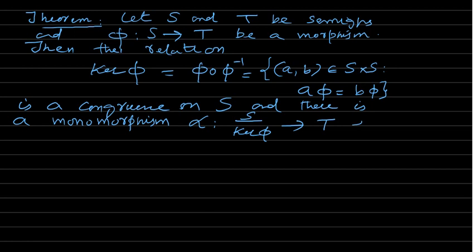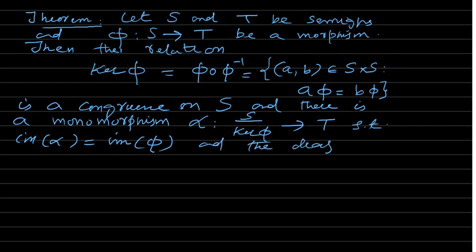such that the image of alpha is the same as the image of phi. दोनों की इमेज सेट सेम है, and the diagram commutes. So the diagram is this thing. From S to T you have a morphism phi, then obviously you can define this map, which is a natural map from S to S over kernel of phi, because kernel of phi is a congruence, so this is well defined.